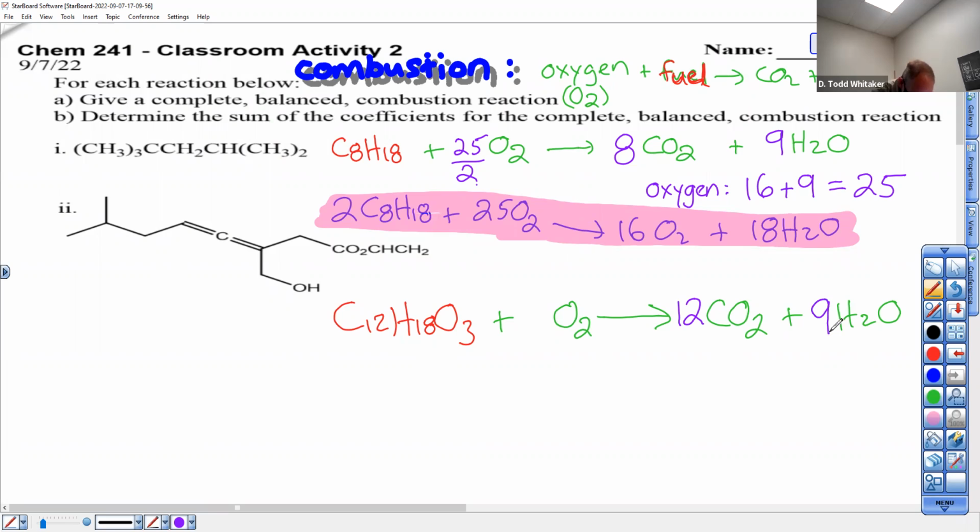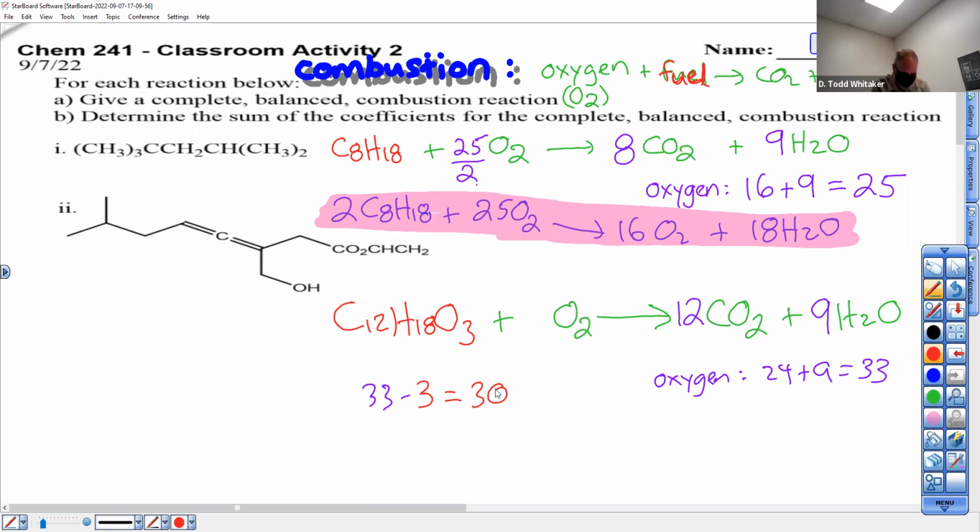Now I got to count up my oxygens. 24 plus 9, 33. But I only have to account for 30. 33 minus, I don't want to put a number in front of my fuel, do I? No. You have to change everything if you put a number in front of your fuel now, right? So I only have to account for 30 with the O2. That's not a problem.